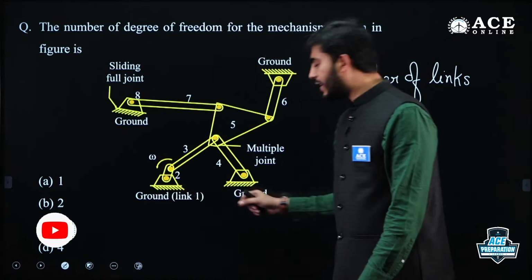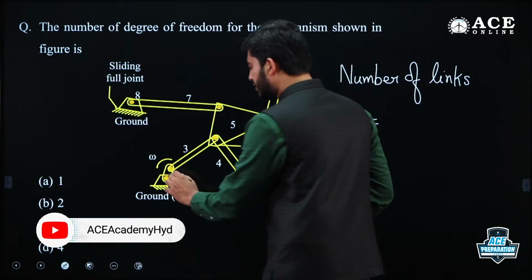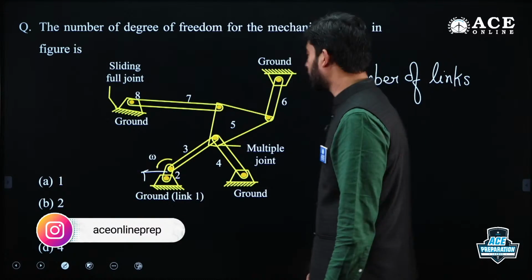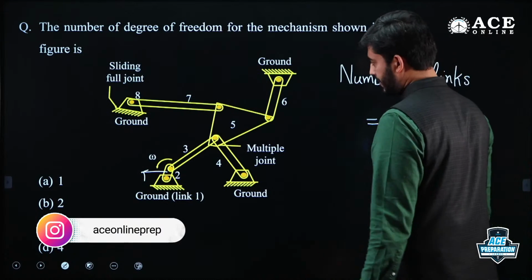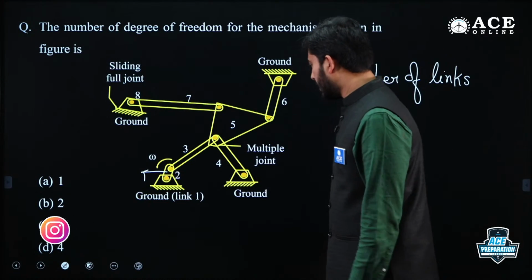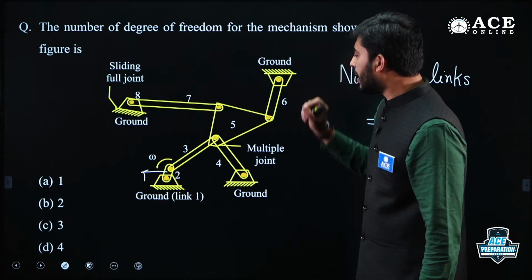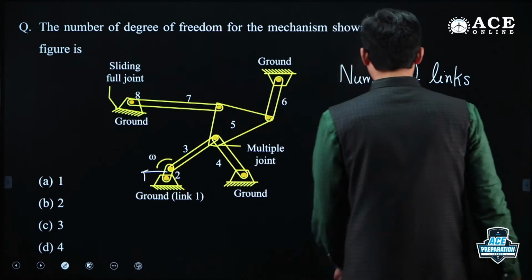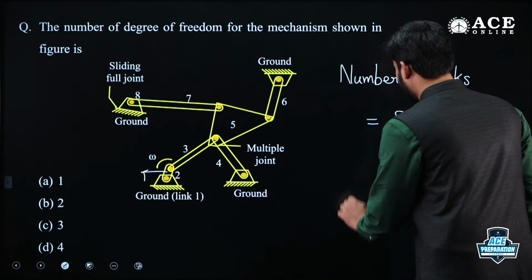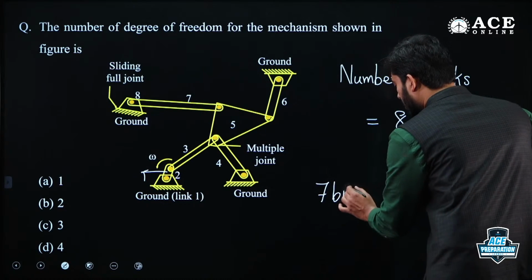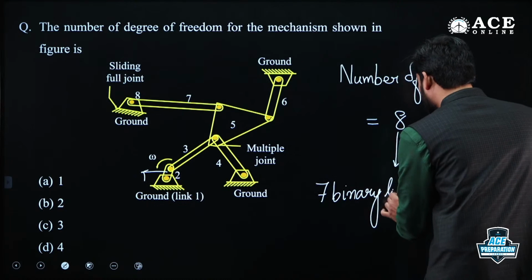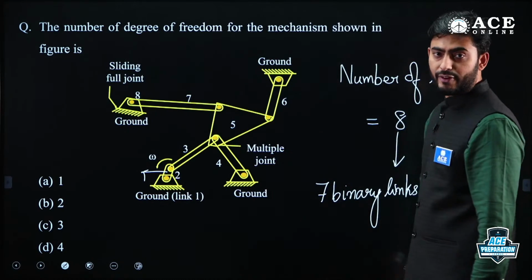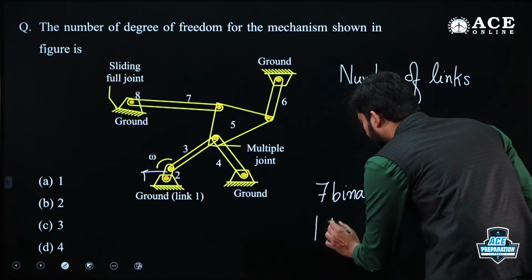Here ground will be counted as link number 1. So link number 2, this is the shorter one, that is link number 2, 3, 4, 5, 6, 7 and 8. So in total there are 8 links. If you see carefully, link number 5 is a ternary link. So this 8 can be split into 7 binary links and the last one, link number 5, is a ternary link, 1 ternary link.